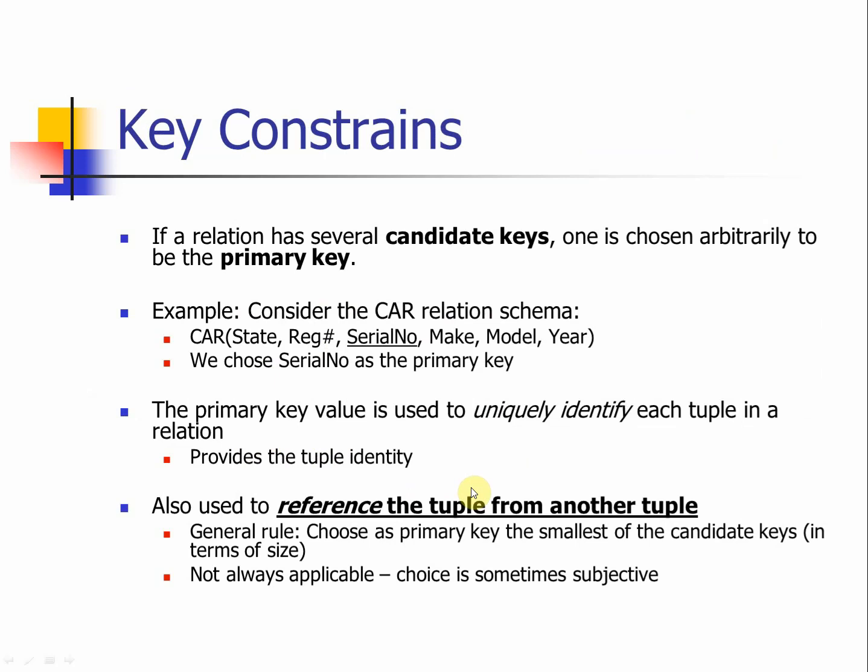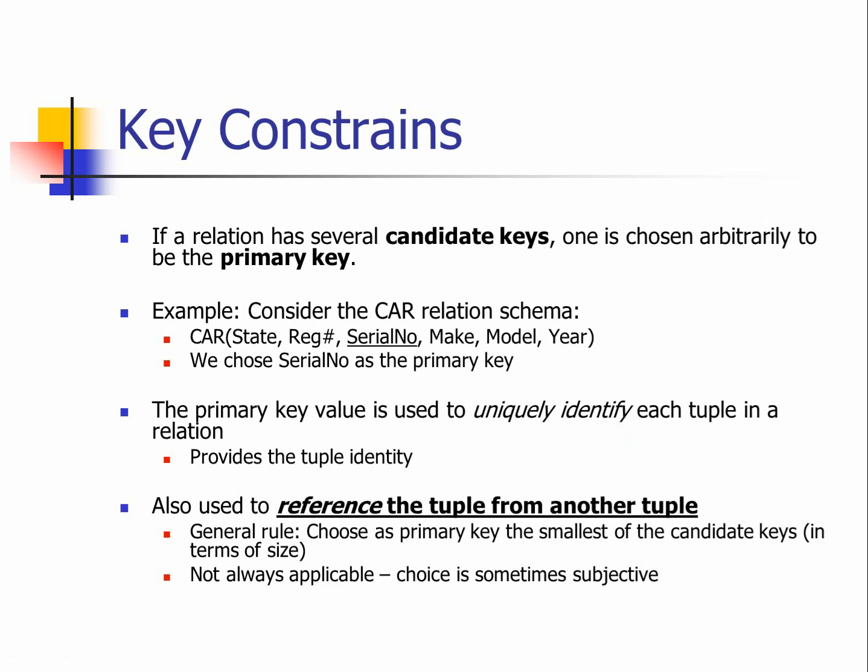Key constraints. Since we know the key is such an important thing, there are a lot of rules that apply to the key. If a relation has several candidate keys, one of them needs to be chosen as the key, or what we call the primary key. For example, we can choose for the car, by underlining the serial number or the VIN number, that in this design we choose serial number as the primary key. The primary key value is used to uniquely identify each tuple in a relation. That is the number one useful thing about the key.